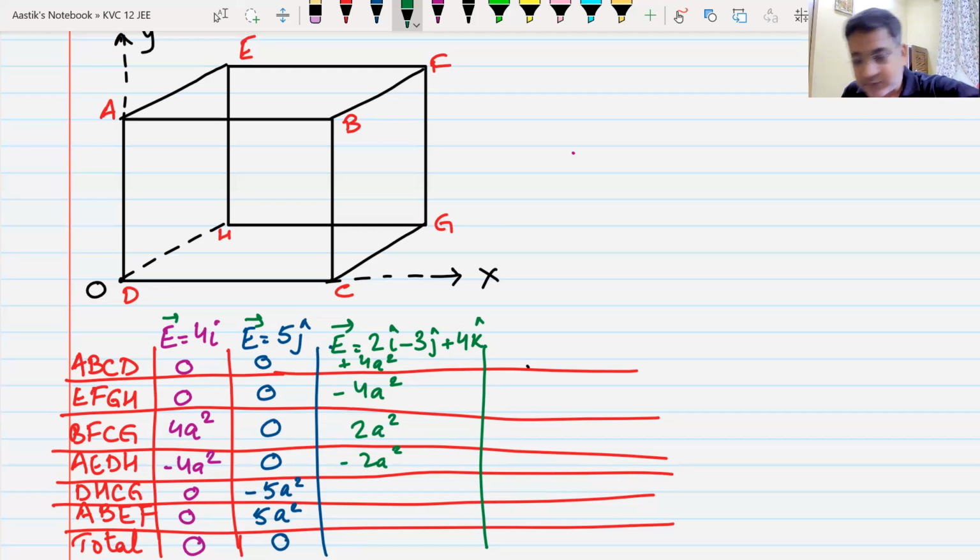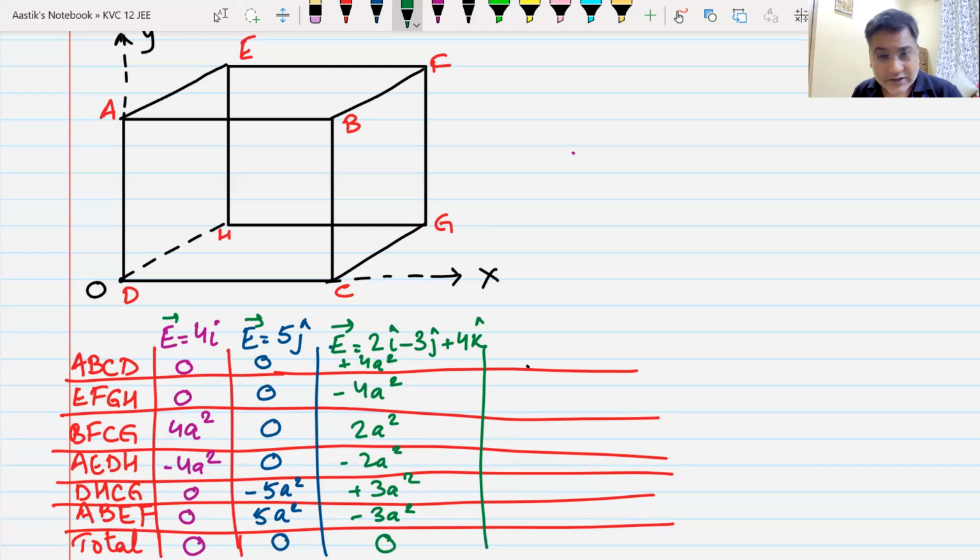You have to take a deep breath before giving the answer. Plus 3a square, minus 3a square, and 0. You have to look for the direction of the area vector also, beta. For a closed surface, the area vector is the outward normal. Don't forget it. You understand this?